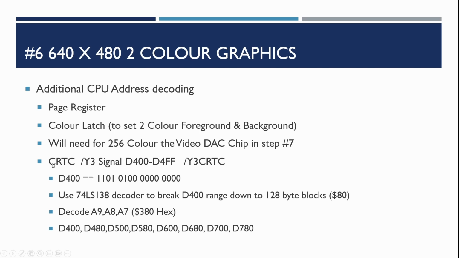So what we're going to do here is take the CRTC Y3 signal, which currently is in this address range, and add an additional address decoder similar to the one that was used on the original Nanocomp. This will break the D400 range into 128 byte blocks. You'll see these are the addresses that we'll actually have here, and to do this we have to change the PLD that does the main address decoding so that the Y3 signal, rather than just referring to the D400 to D4FF range, will cover the whole range down to D7FF.